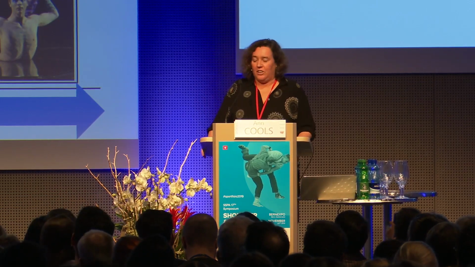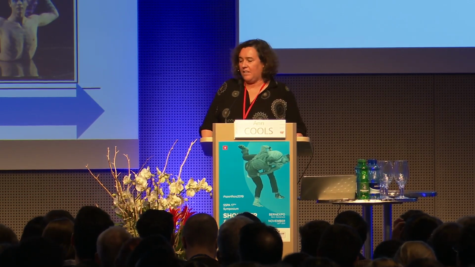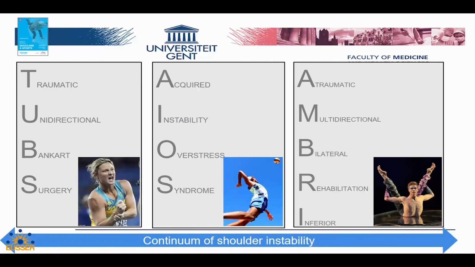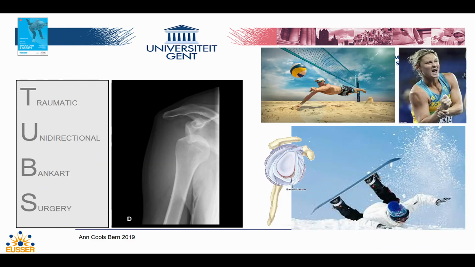Okay, so traditionally, shoulder instability is classified into three categories based on the etiology and the direction of the instability. And all three kinds have an acronym: the TUBS, the AMBRI, and the AIOS. A TUBS patient is a patient who has recently or previously experienced a dislocation, most of the time based on a traumatic event, and it's a unidirectional instability, most of the time in anterior direction. And some sports are more prone to these dislocations than others.